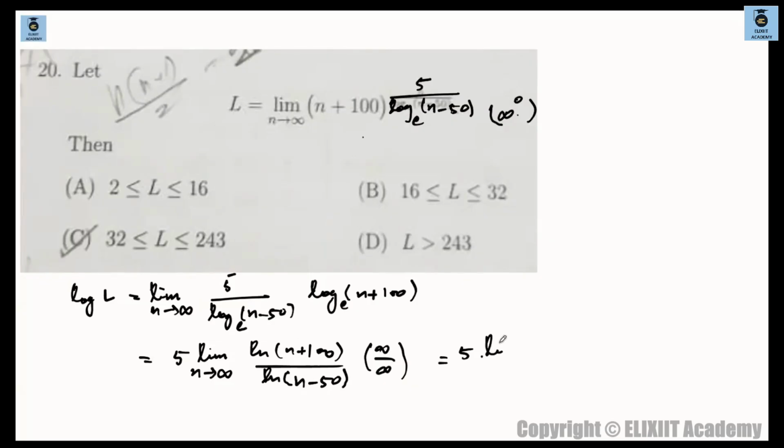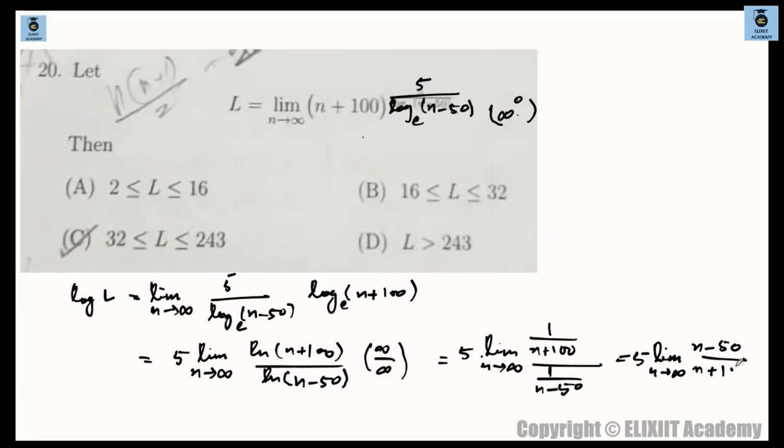So this becomes limit n tends to infinity, 1 upon n plus 100 divided by 1 upon n minus 50. You reciprocate this thing. The form is still not gone. Again, we are having this to be n minus 50. This finally becomes n minus 50 divided by n plus 100 over here.